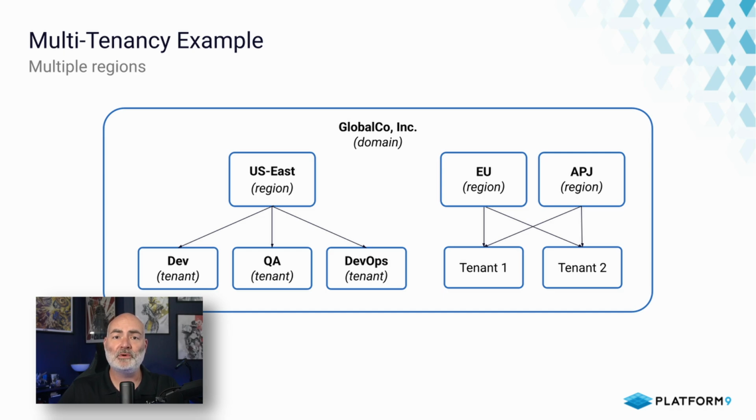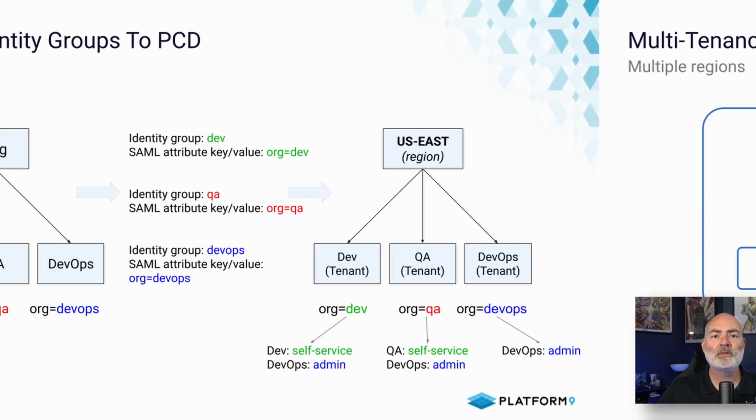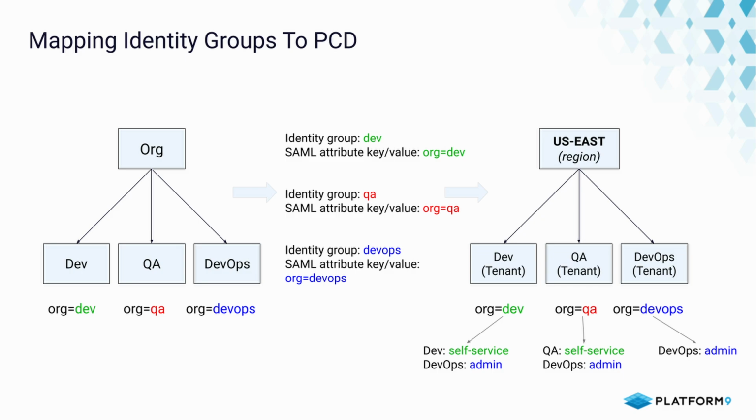That access control is managed through roles assigned to users or groups within a tenant. For instance, a developer might have permission to launch VMs in the Dev tenant, but not in DevOps, as that runs production workloads. Private Cloud Director supports many enterprise single sign-on providers that offer SAML 2.0 identity integration.